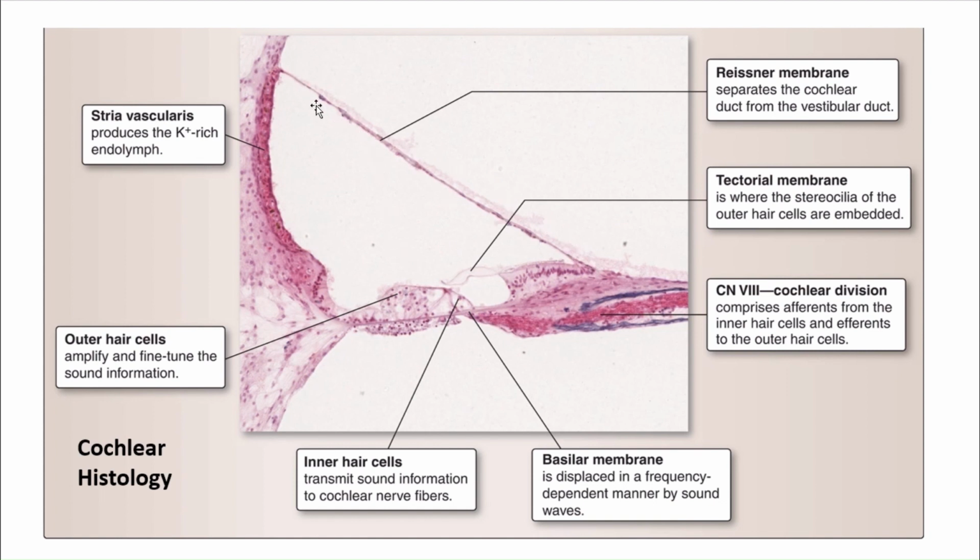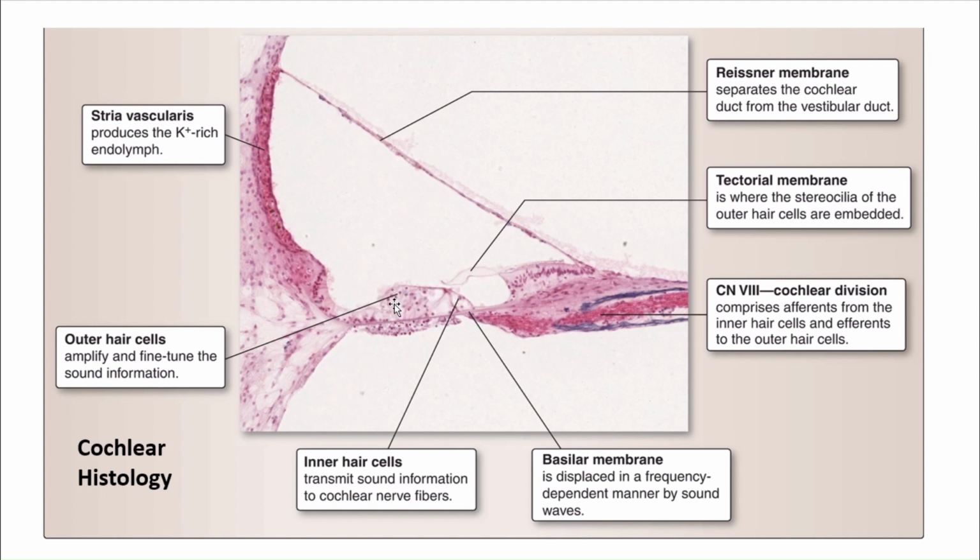This membrane that you see here is called the Reissner membrane. Another more common name for that is vestibular membrane, and that is separating the vestibular duct from the cochlear duct. This area that you see, this is the basilar membrane. So the basilar membrane is separating the tympanic duct from the cochlear duct. And the basilar membrane contains hair cells. So these are the hair cells.